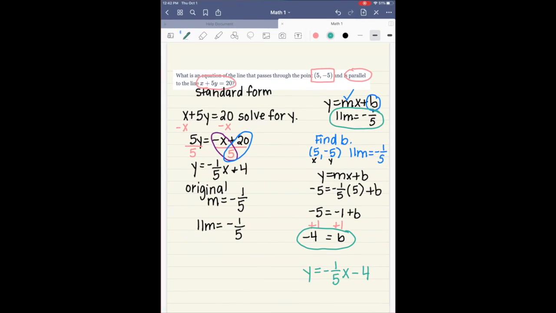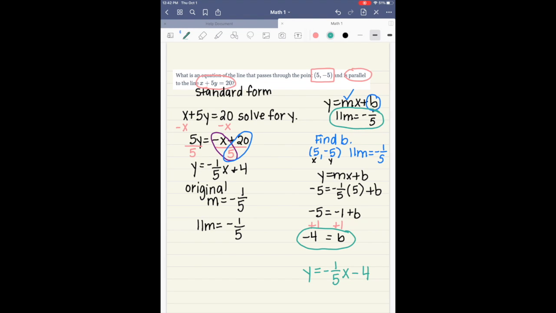All right, so just to review, we had to solve my equation to get my slope. I needed the slope, and I determined that the parallel slope was negative 1 over 5. I used that parallel slope and the point, and I plugged it into our equation y equals mx plus b in order to find my y-intercept, my b value. And I found my new equation.